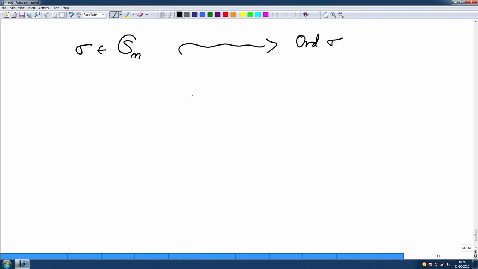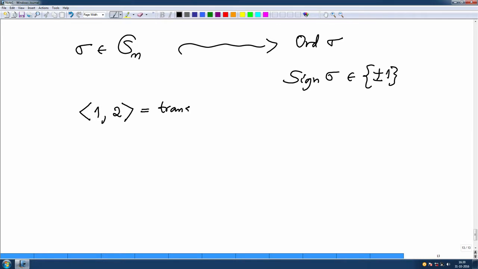Now, I also want to attach a sign, sign of sigma. This should be an element in plus minus 1. And how is it attached? First I will write down what happens for cycles. So, for example, if you have (1 2), this is a transposition.